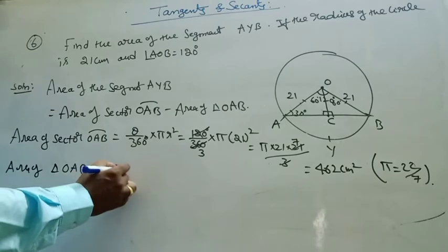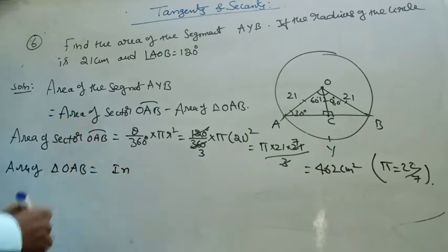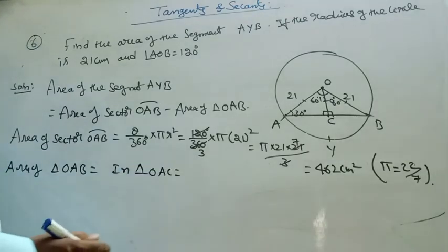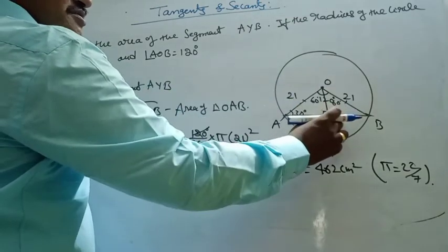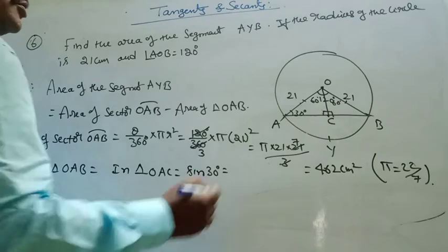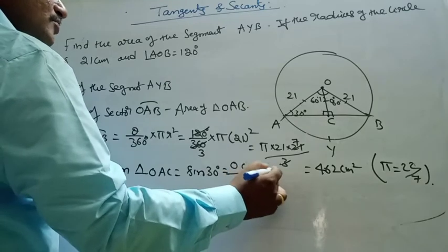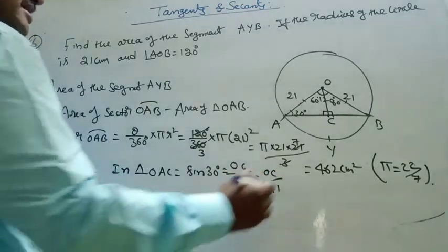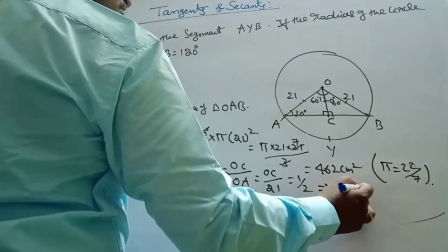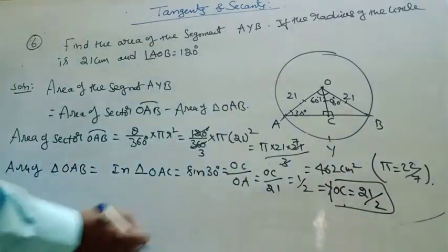In triangle OAC, my dear students, I want this height. Sine 30 degrees is equal to OC by OA, which is OC by 21. Sine 30 degrees is 1 by 2. From this, OC is equal to 21 by 2. Wonderful, the height you have got is OC.